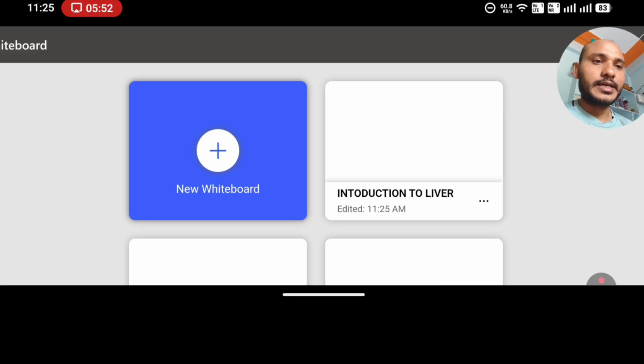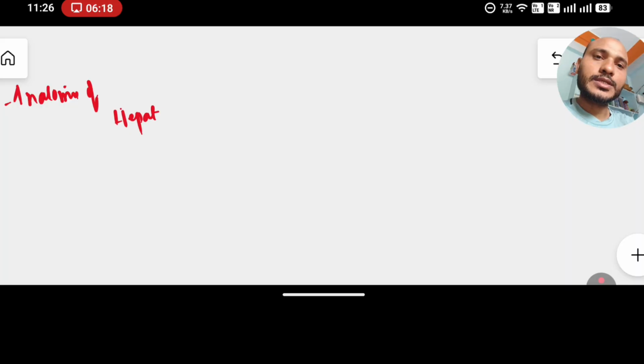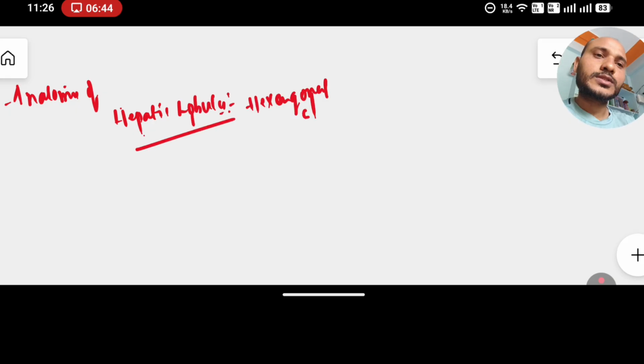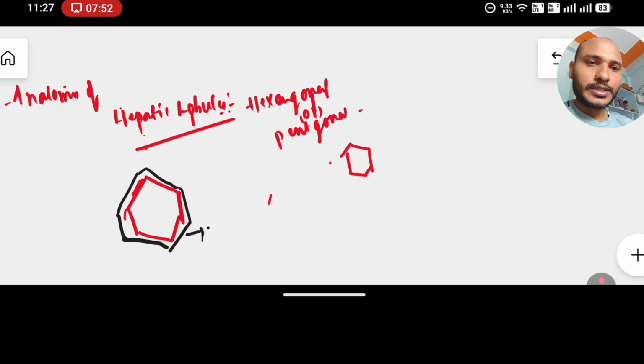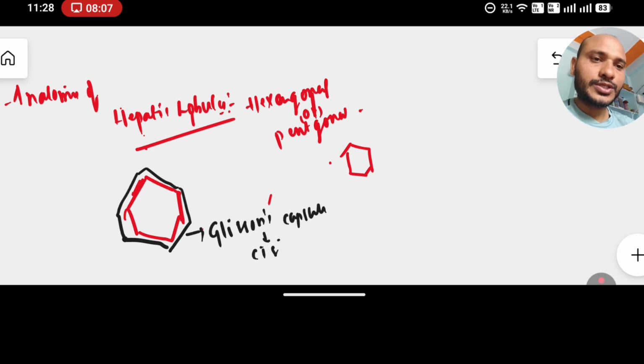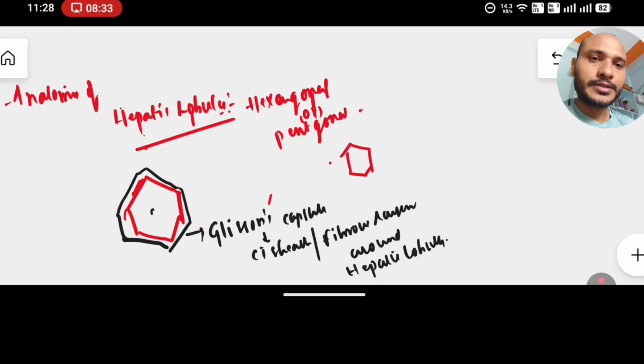Next, anatomy of the liver: the hepatic lobule. Hepatic lobules are hexagonal or pentagonal in structure, like this. The hepatic lobules are surrounded by a connective tissue sheath, or fibrous layer, called Glisson's capsule. So Glisson's capsule is the connective tissue sheath. The center of the hepatic lobule contains a vein called the central vein.